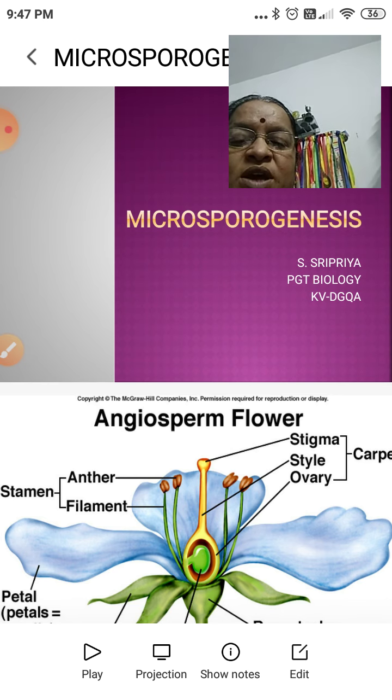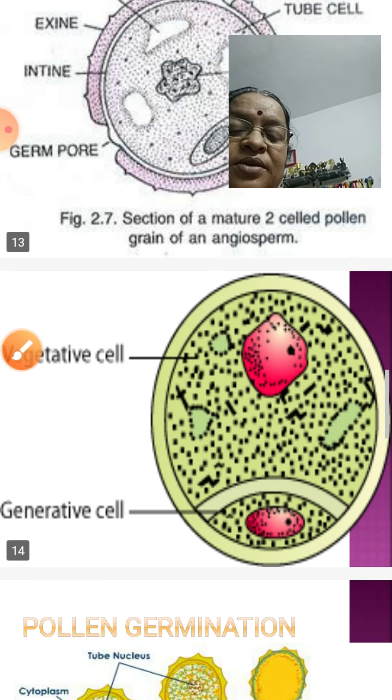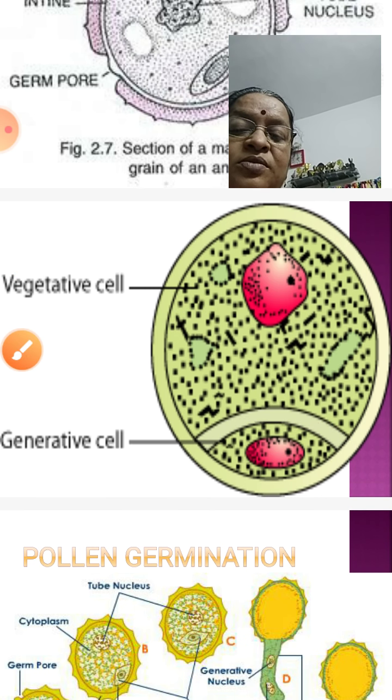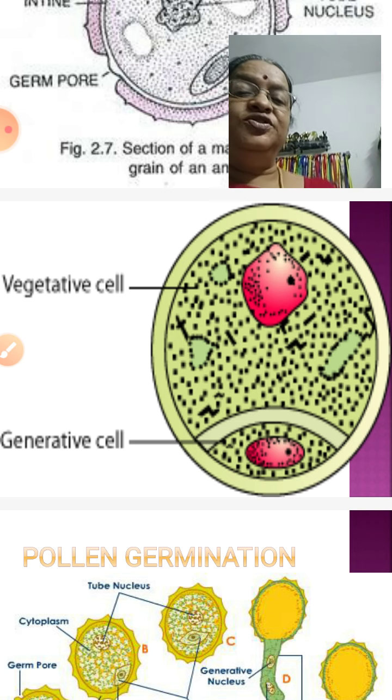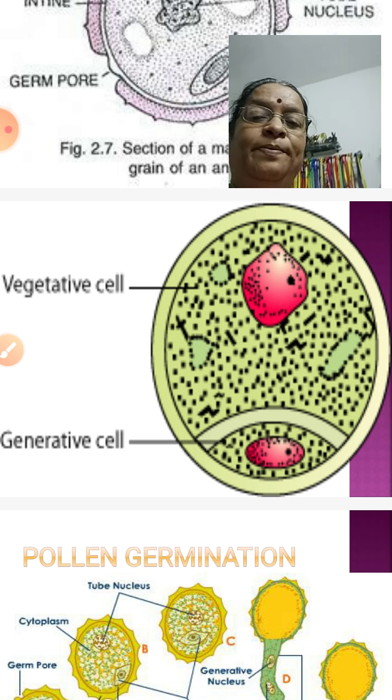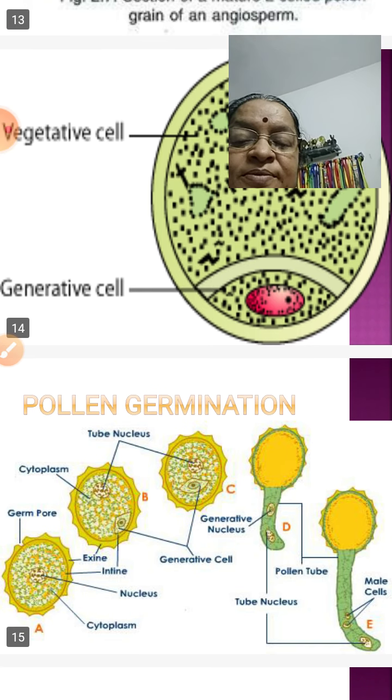This picture is taken from your textbook. You should learn the diagrams. You should know how to draw the diagrams and label the parts. So here you have the generative cell. This generative cell is spindle shaped, and you can see it is floating in the cytoplasm of the vegetative cell. This is the two-celled stage of the pollen grain. The generative cell will further undergo mitotic division to produce the two male gametes.